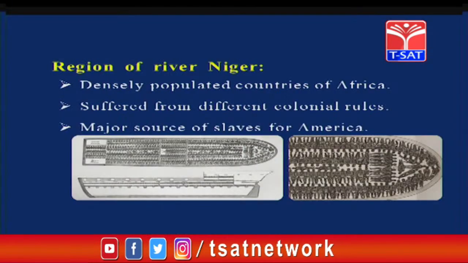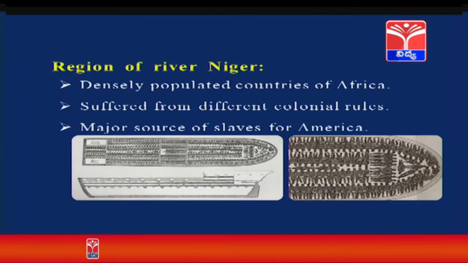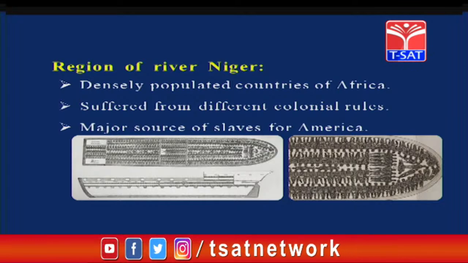So, they took most of the Africans to America in ships. Here in this slide you can see under the deck of the ship how the slaves were kept, and as many slaves as possible were transported to America in the ships. This picture was also there even in your 7th and 9th class textbooks. But this slave trade was there in the 16th century, but later abolished in the 19th century.